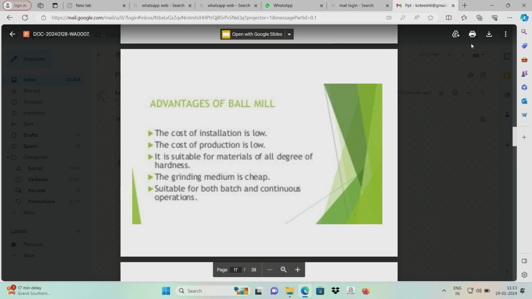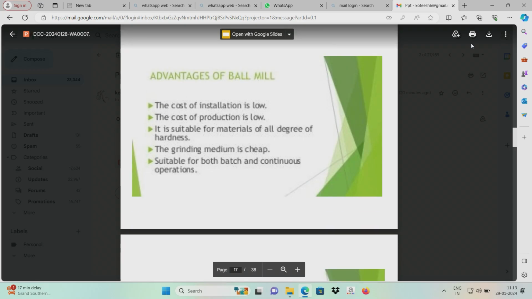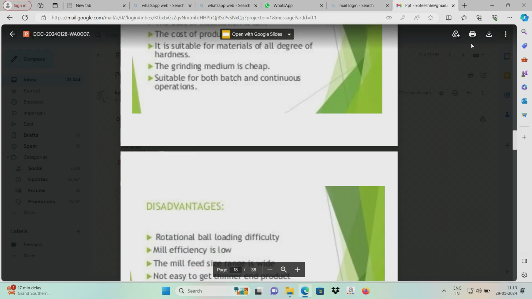And these are the advantages of the ball mill. The cost of installation is very low. We can make this installation in our lab itself. The cost of production is also very low, it works on materials of all degrees of hardness, the grinding medium is also very cheap, and it is suitable for continuous operation. We can run it continuously without any interruptions.